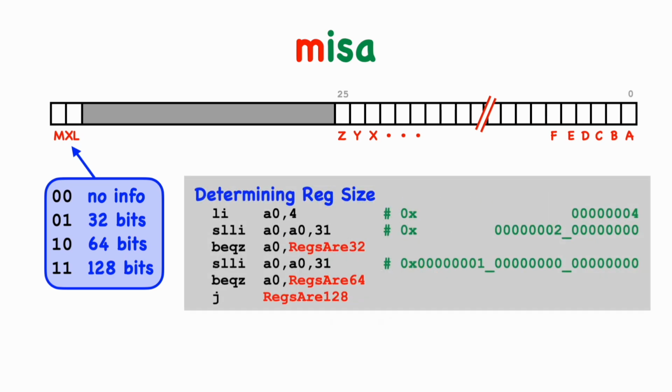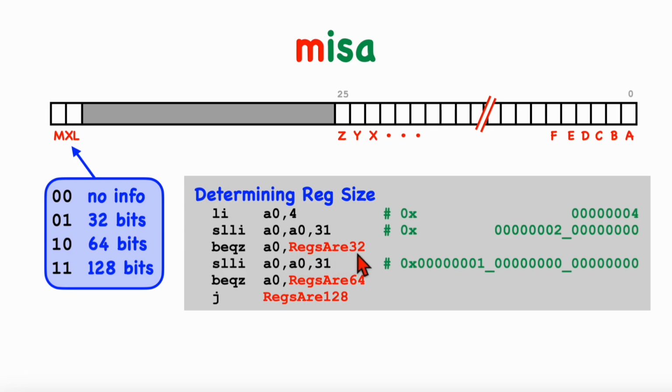So here's another code snippet that determines register size without using this ISA register. First, it loads the value 4 into a register. If this is a 32-bit machine, the register will now contain this value, which has a single bit set to 1. Then we shift left by 31 bits. We can't shift any more than that because we might be running on just a 32-bit machine. If this is a 32-bit machine, that 31-bit shift will shift the 1 bit all the way out, and we'll have all zeros. So we test and take this branch to regs R32.